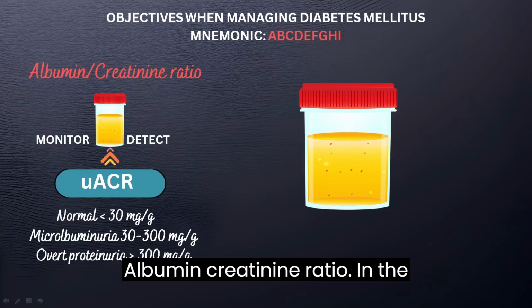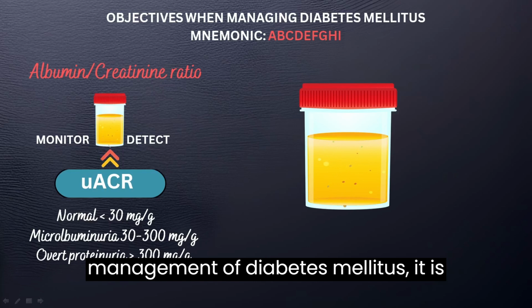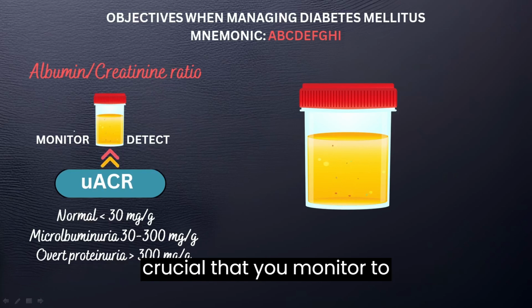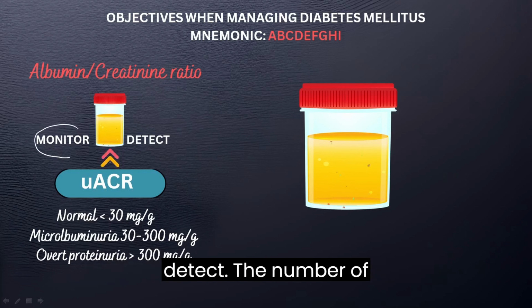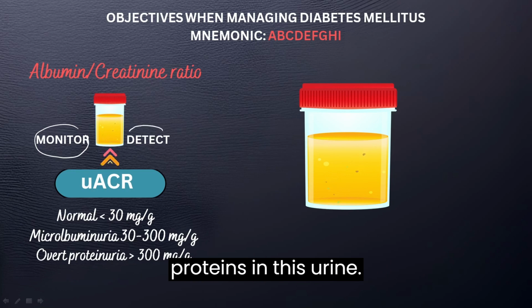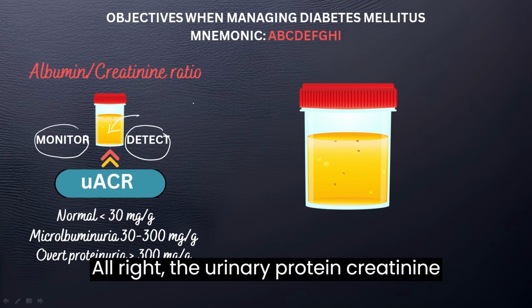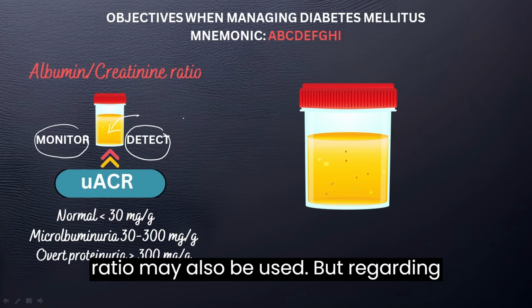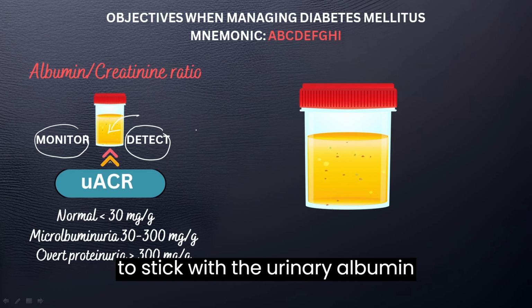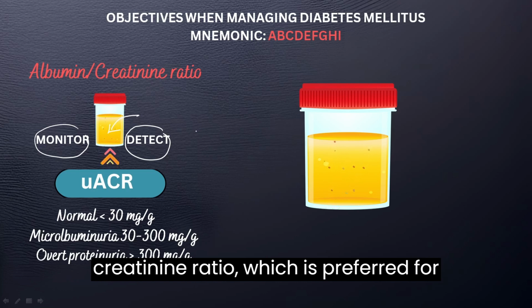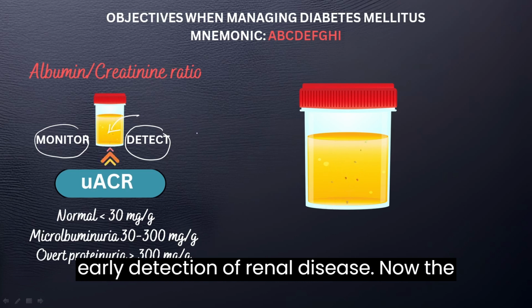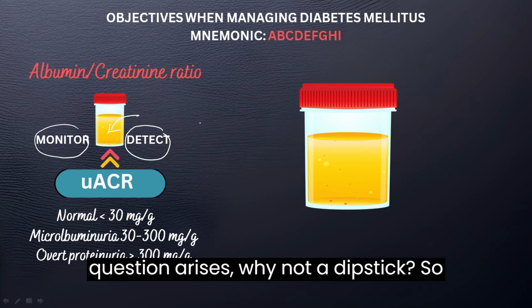Albumin creatinine ratio. In the management of diabetes mellitus, it is crucial that you monitor to detect the number of proteins in this urine. The urinary protein creatinine ratio may also be used, but regarding this particular discussion, I would like to stick with the urinary albumin creatinine ratio, which is preferred for early detection of renal disease. Now, the question arises, why not a dipstick?